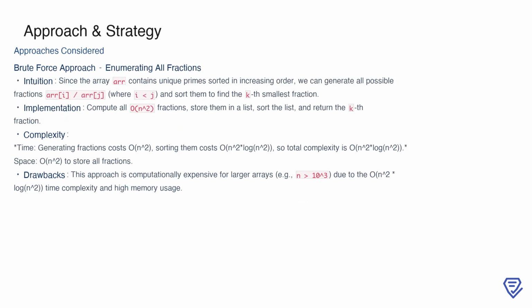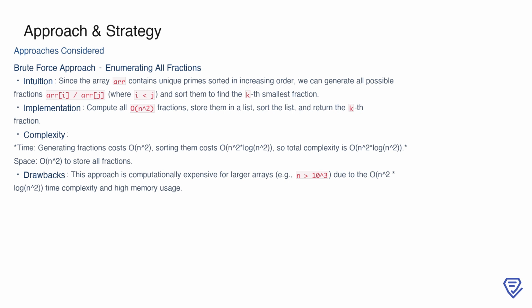To start, let's consider the brute force approach. The intuition here is fairly straightforward. Since the array ARR contains unique primes sorted in increasing order, we can generate all possible fractions of the form ARR[i]/ARR[j], where i is less than j. Once we have this list of fractions, we can sort them and locate the kth smallest fraction directly.